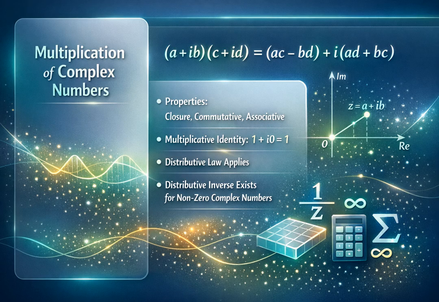Multiplication uses the rule i squared equals -1. The product of a plus ib and c plus id equals ac minus bd plus i times ad plus bc. Multiplication is also commutative and associative, has identity 1 plus i0, and every non-zero complex number has a multiplicative inverse.